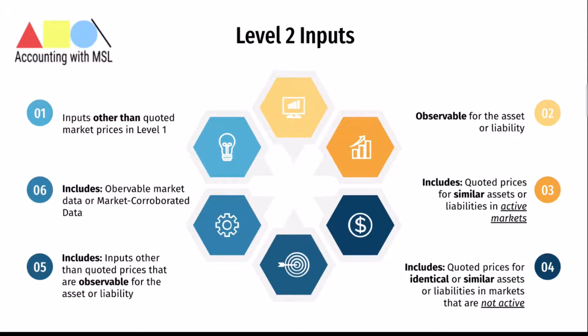So remember, level 2 inputs are inputs other than quoted market prices within level 1, which are observable for the asset or liability either directly or indirectly. And remember, level 1 is more preferred before you come down to level 2. Now that we know level 1 and we know level 2, let's look at level 3 inputs.